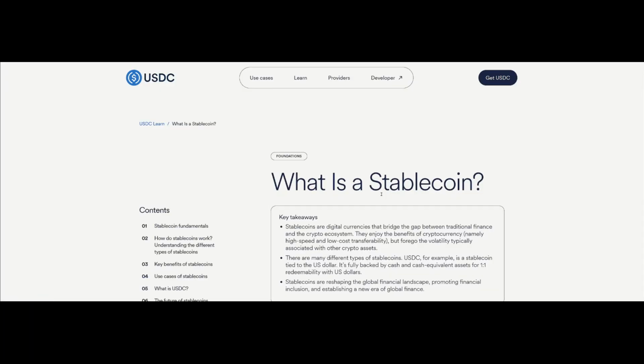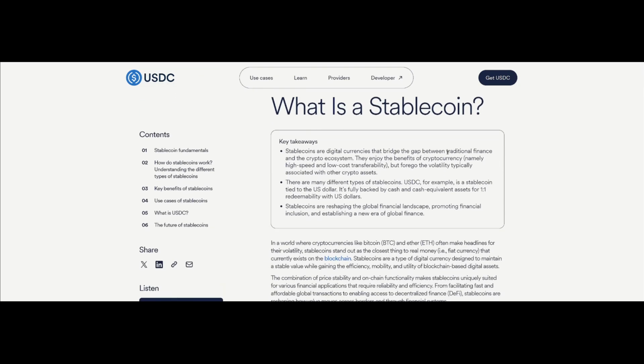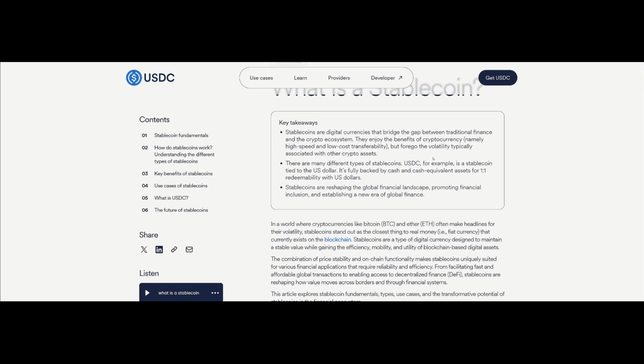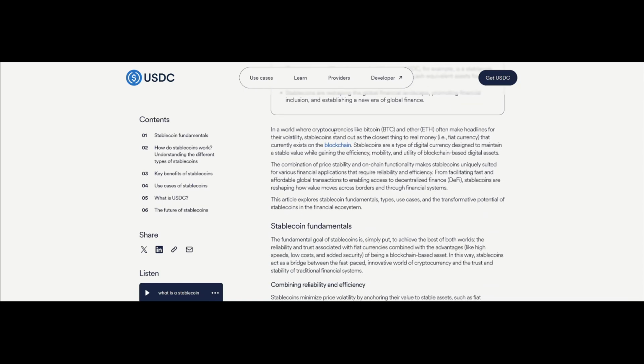I give you this too for those who don't know. Blow this up some. Nope, it's already good. What is a stablecoin? In a world where cryptocurrencies like Bitcoin and Ether often make headlines for their volatility, stablecoins stand out as the closest thing to real money, fiat currency, that currently exists on the blockchain. Stablecoins are a type of digital currency designed to maintain a stable value while gaining the efficiency, mobility, and the utility of blockchain-based digital assets.